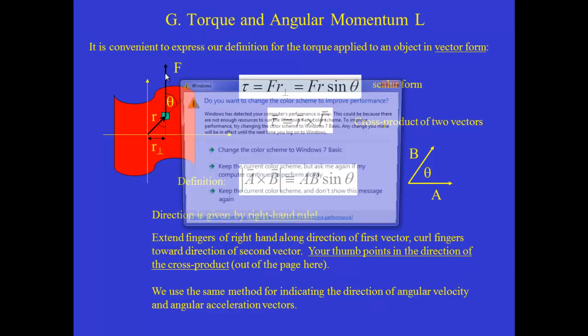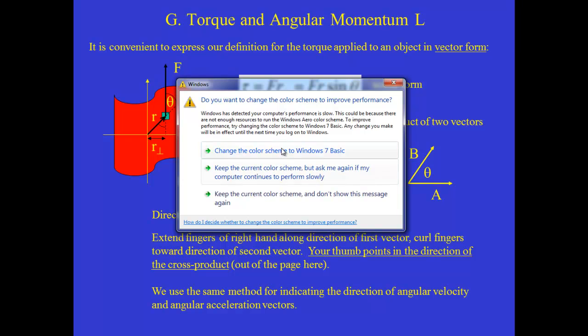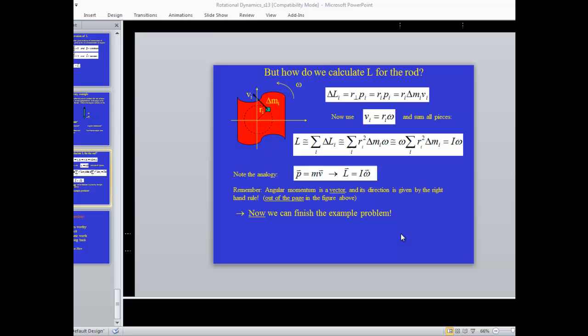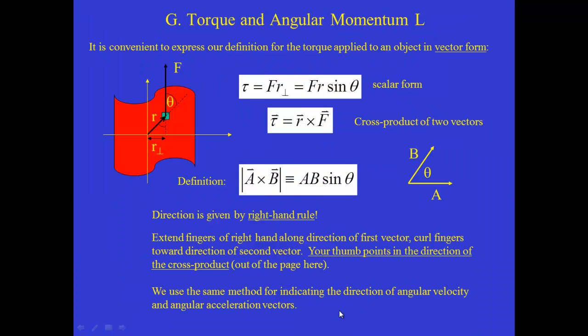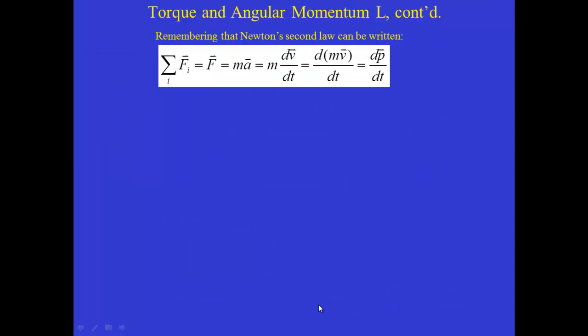We're going to use this method for designating the direction of not only the torque vector, but also the angular velocity and angular acceleration vectors. The way it works is your fingers curl around in the sense of the rotation, and the thumb points in the perpendicular direction, and that is then the direction of the torque vector, or the angular velocity vector, or the angular acceleration vector.